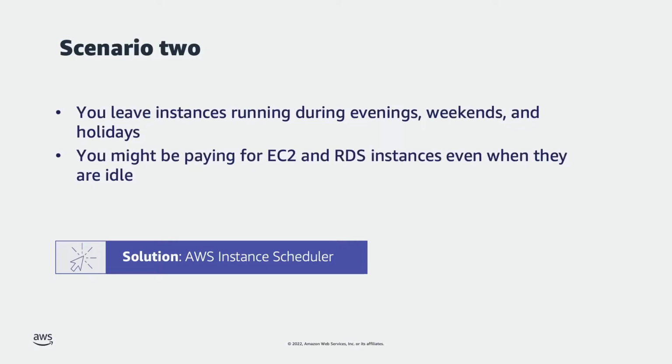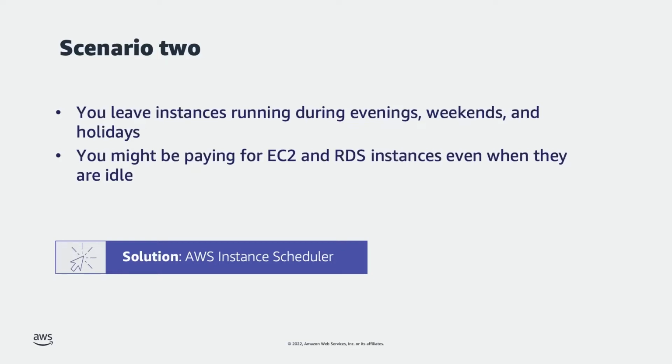AWS has made it easier to define a schedule across member accounts by providing a pre-built, easy to deploy, CloudFormation-based solution called the AWS Instance Scheduler. It enables you to easily configure custom start and stop schedules for both EC2 and RDS instances, again, helping you to use only what you need.